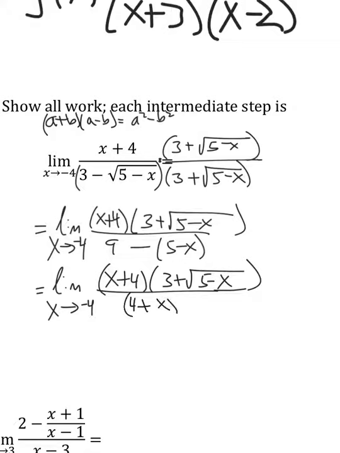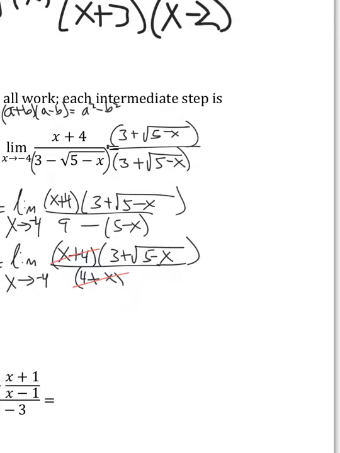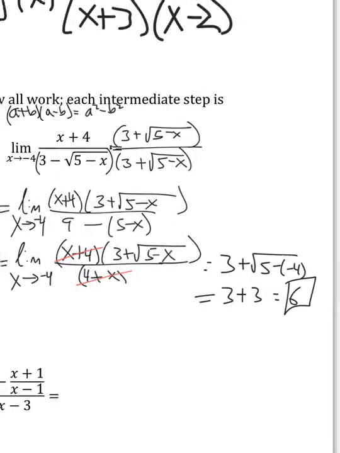And these are going to cancel out. And we're left with just that radical expression, which now we can substitute -4 in for x, because this is canceled out. This is our expression that's left. Plug in -4 there, and we get 3 plus the square root of 5 minus -4, which is 3 plus the square root of 9. Square root of 9 is 3, which is 6. All right.